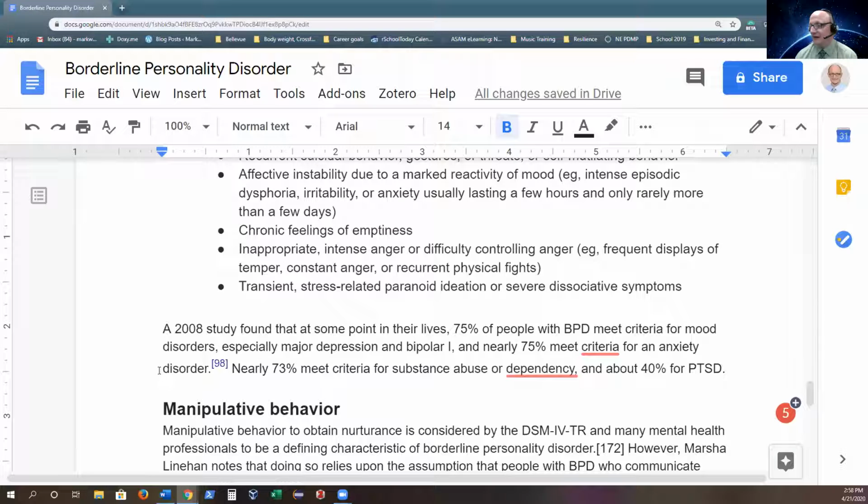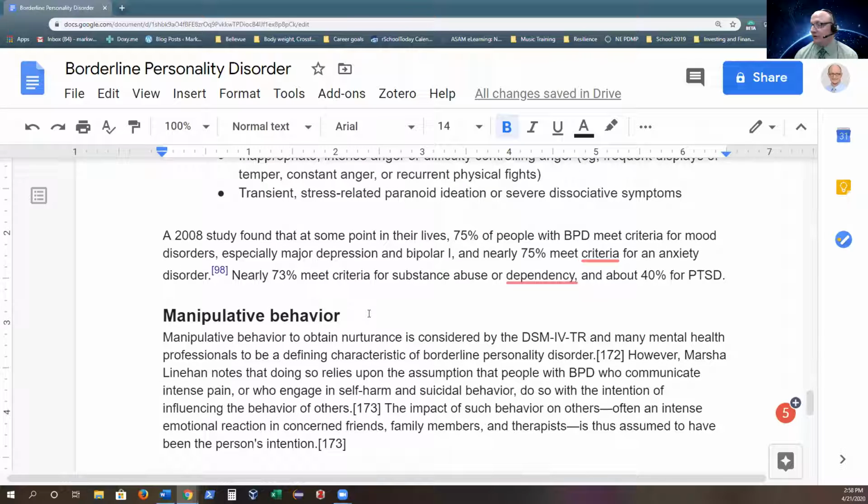Inappropriate intense anger, chronic feelings of emptiness. And that's what leads to the drug abuse often, because the classic addiction model is that drugs make you feel normal. So meth or nicotine, I only feel normal when I'm using this drug. And so the chronic feelings of emptiness lead to substance abuse. Sometimes paranoid ideation or severe dissociative symptoms.